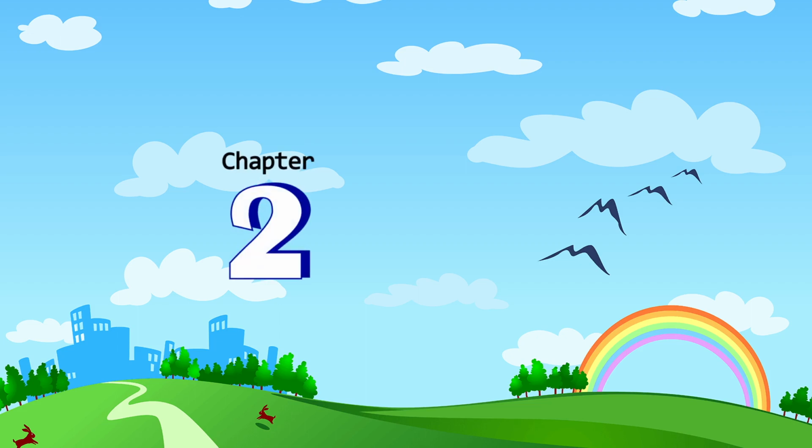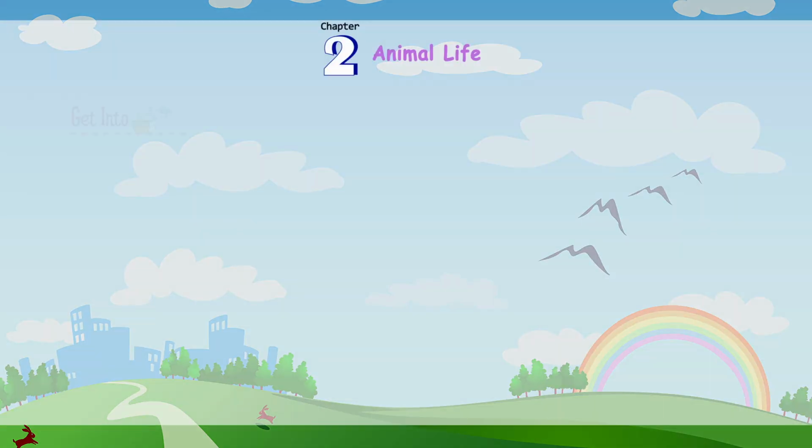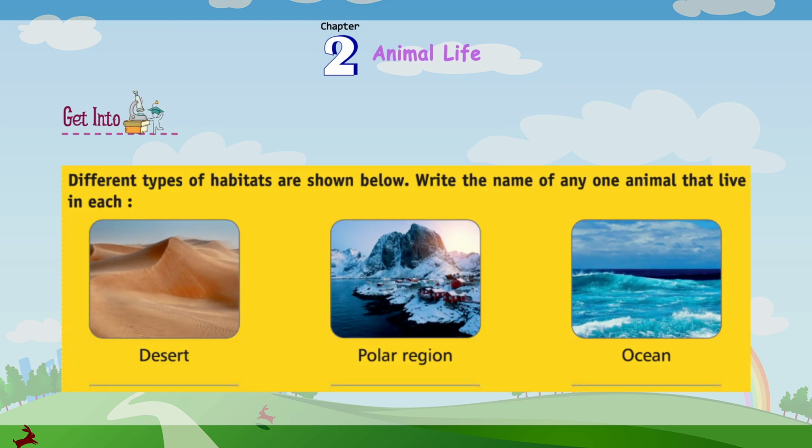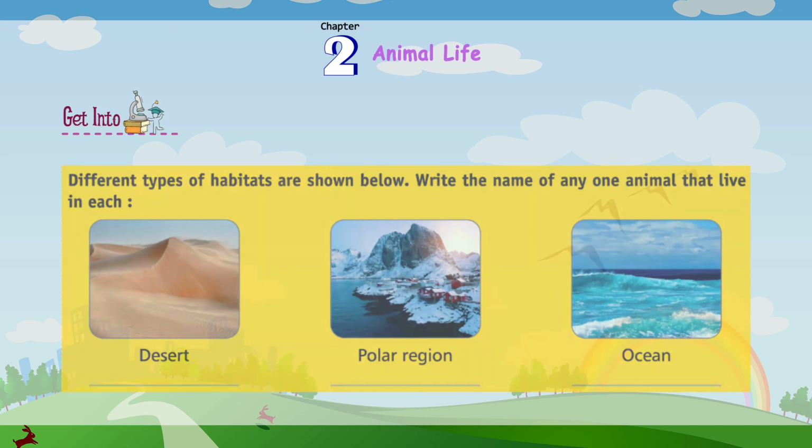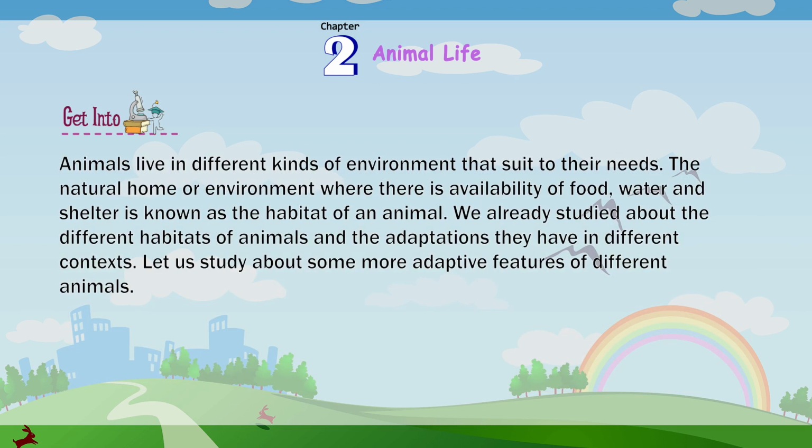Chapter 2, Animal Life. Get into it. Different types of habitats are shown below. Write the name of any one animal that lives in each. Desert, polar region, ocean. Animals live in different kinds of environments that suit their needs.